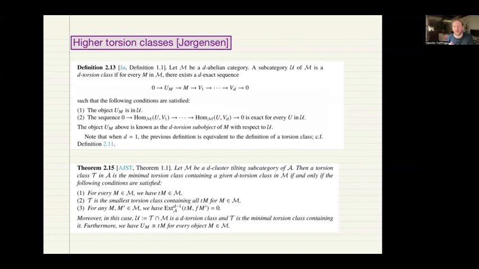One can show that every time you have a d-torsion class U inside a d-abelian category M, that is in turn a d-cluster tilting subcategory of some subcategory A, then this d-torsion class U is the intersection of some torsion class T in A and the d-cluster tilting subcategory M. This will allow us, throughout the paper that you will be reading, to use a lot of tools of classical torsion classes to study higher torsion classes.